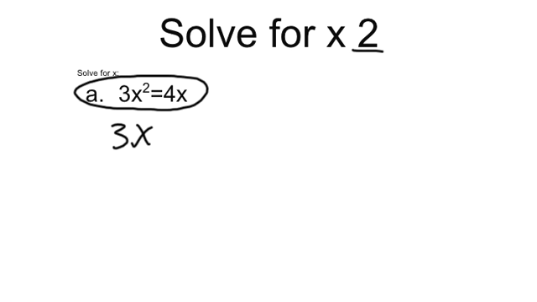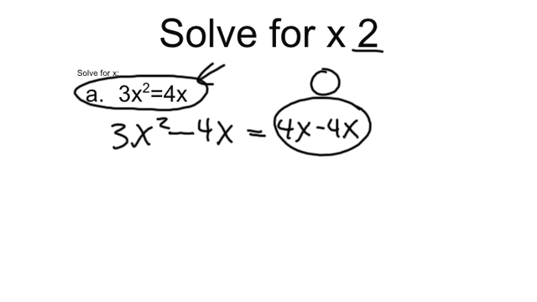First thing is we're going to make this so that it is equal to 0. Now equal to 0 means I've got to get this 4x out of that side of the equation. So to get that 4x out of that side of the equation, what I need to do is actually subtract 4x from both sides of this equation. When I do that, 4x minus 4x, well, this equals 0, right? So I end up with 3x squared minus 4x is equal to 0.